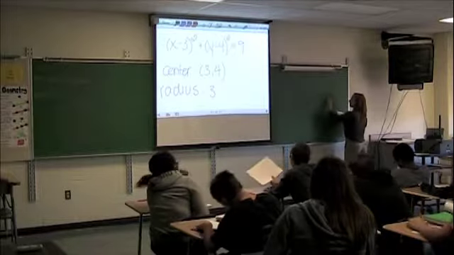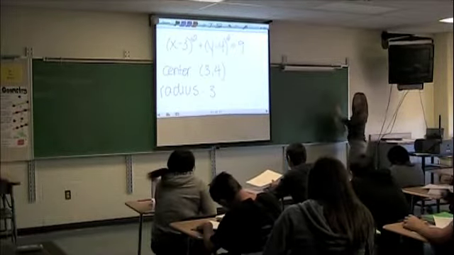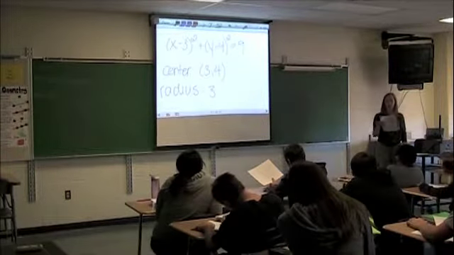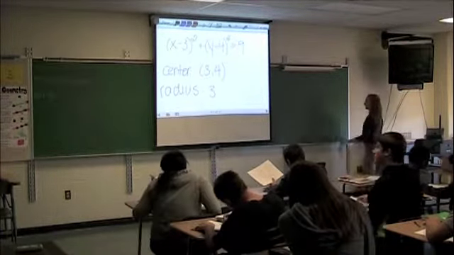What does your line look like when you graph it? It's just a horizontal line. A horizontal line, good. At what y value? It's 1.